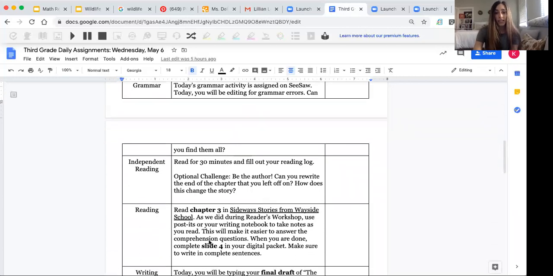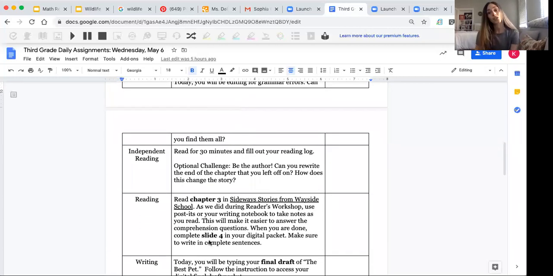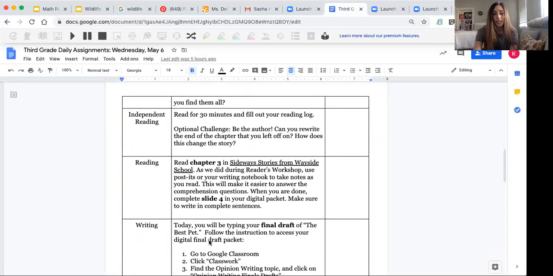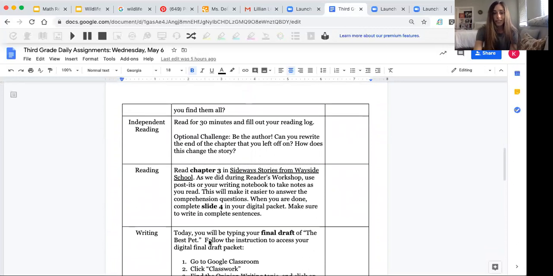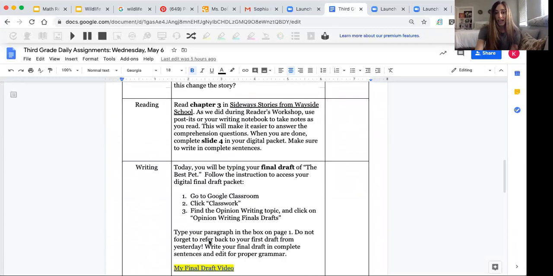30 minutes of reading, and I have an optional challenge for you. Rewrite the end of the chapter you're on, and how does that change the story? Whatever you want, use your imagination. Chapter 3 and slide 4 in Sideways Stories.